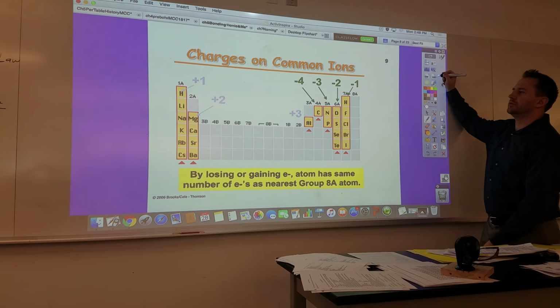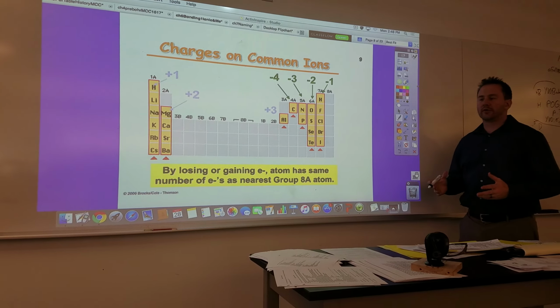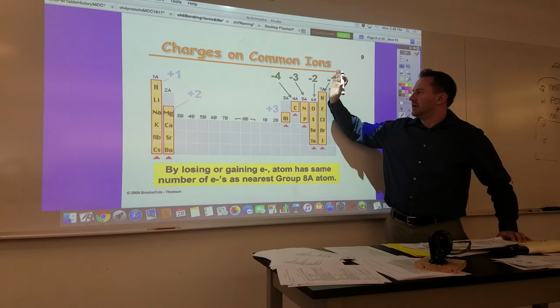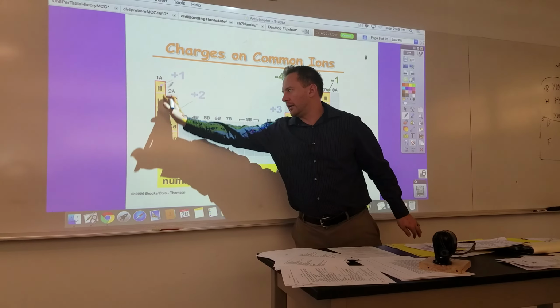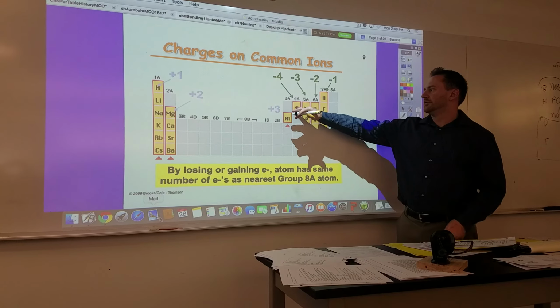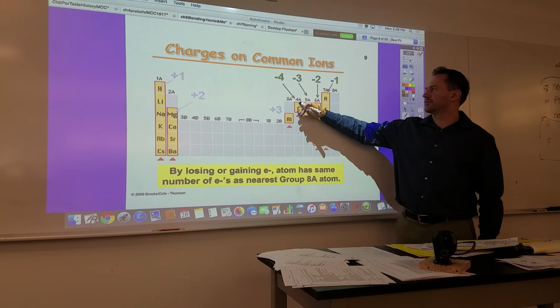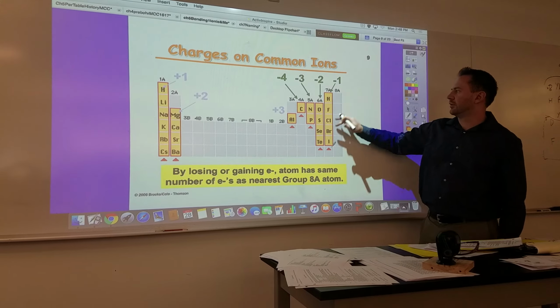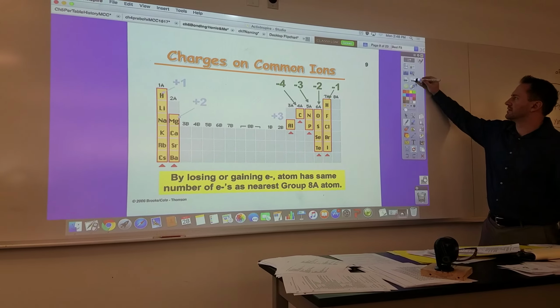All right, so ions is what we're going to focus on in this unit. So we're going to look at some of the main group elements, and these are the charges that they form. Alkali metals form +1, alkaline earth metals form +2, +3, and then plus or -4, but don't really worry about that one. -3, -2, -1, no charge for the noble gases.